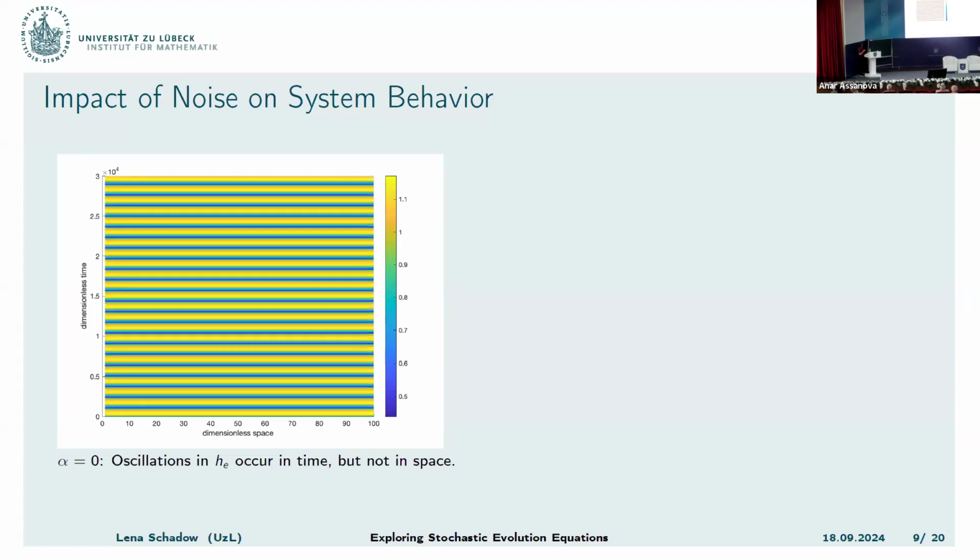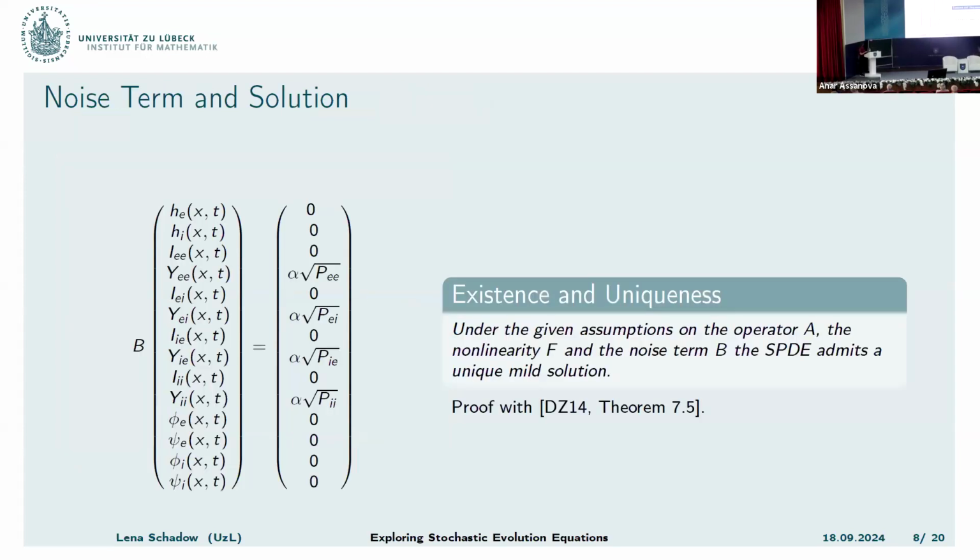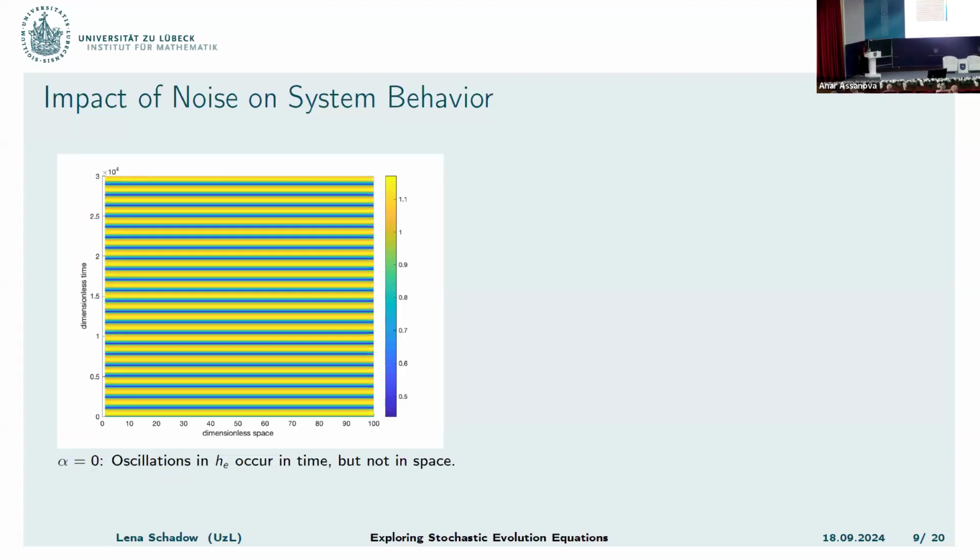So I marked it here. I put the factor that was here before down to 0, so I have no noise. I have just a normal deterministic system. So if I now put the noise to 0, I get just waves. I just see oscillations occurring in time, but not in space.